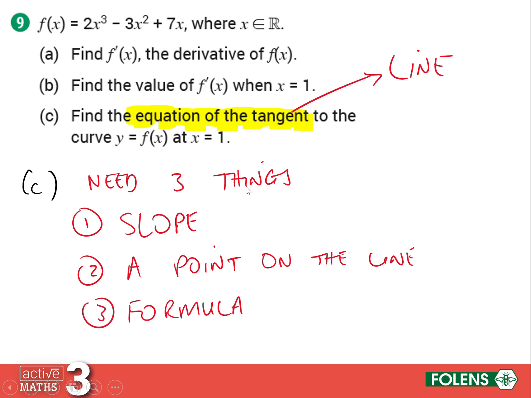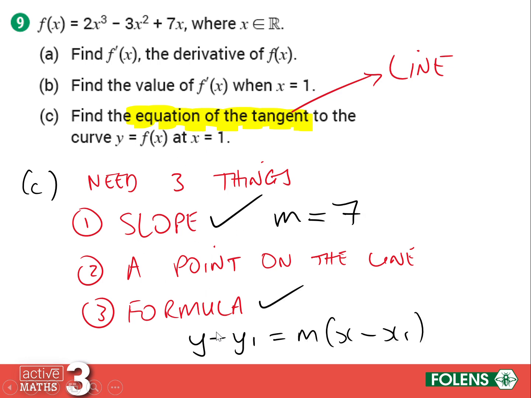For a line, you need 3 things. You need the slope, and we found that in the previous part. Slope is 7. We know the formula. The formula we're going to use is y minus y1 is equal to m times the bracket of x minus x1. That's from your log tables, coordinate geometry. And lastly, we need a point on the line. Now, unfortunately, we don't have that currently, but we can find it.